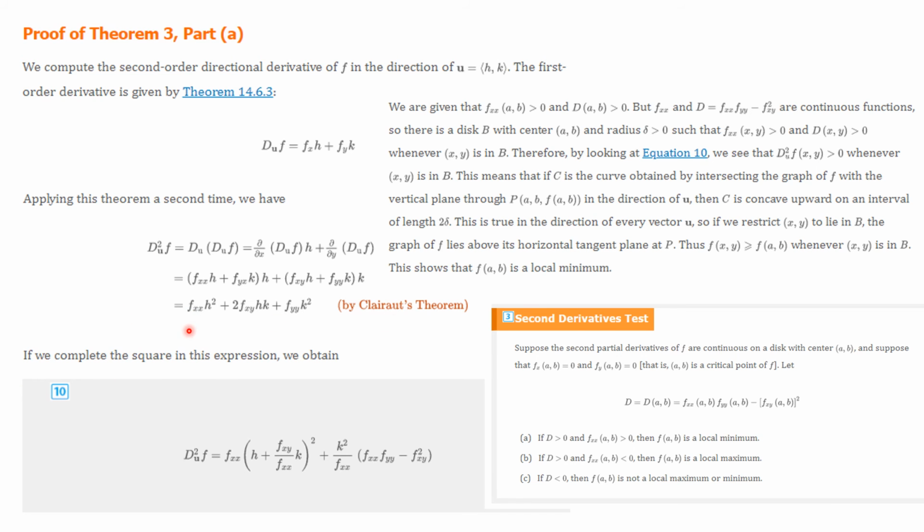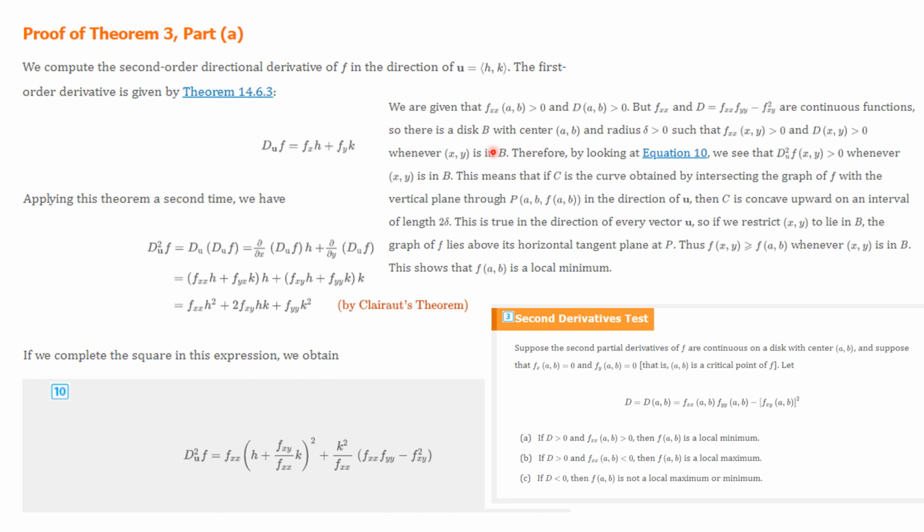But now what we're going to do is complete the square here. And so when we complete the square, we're going to factor out the f_xx from the term and complete the square for that, and then we're going to complete the square on the other one, and here we're factoring out k squared over f_xx, and we get this expression. Make sure you follow this calculation. Now we're given that f_xx is greater than 0, and this is greater than 0. And also we're given that this expression is also greater than 0.